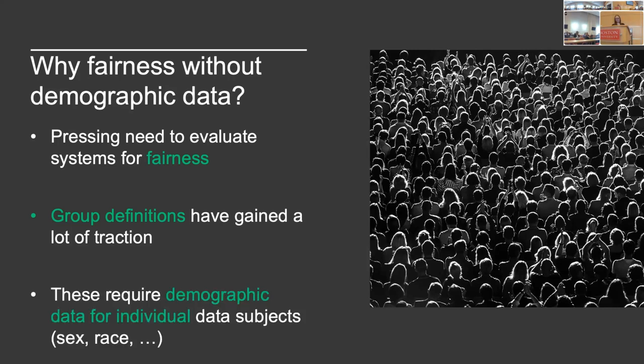Critically, though, to use such group definitions, developers or auditors need access to demographic data. So for our lung disease system, developers would need a set of data points corresponding to individuals with variables representing gender, whether they have lung disease, and whether the system predicted lung disease. But this access to individual level demographic information is a strong assumption. Recent work seeking to highlight the challenges around using fairness techniques in practice have highlighted a lack of demographic data as a very common challenge.